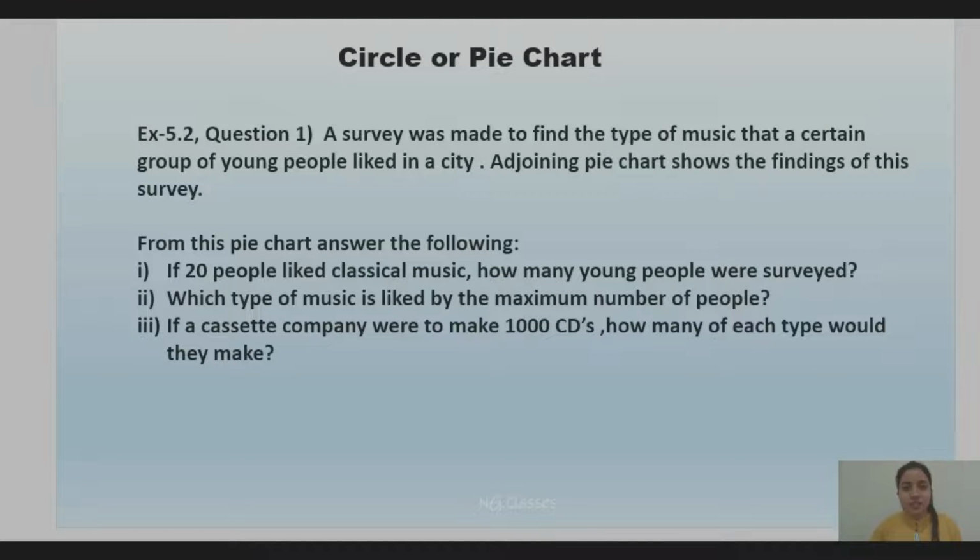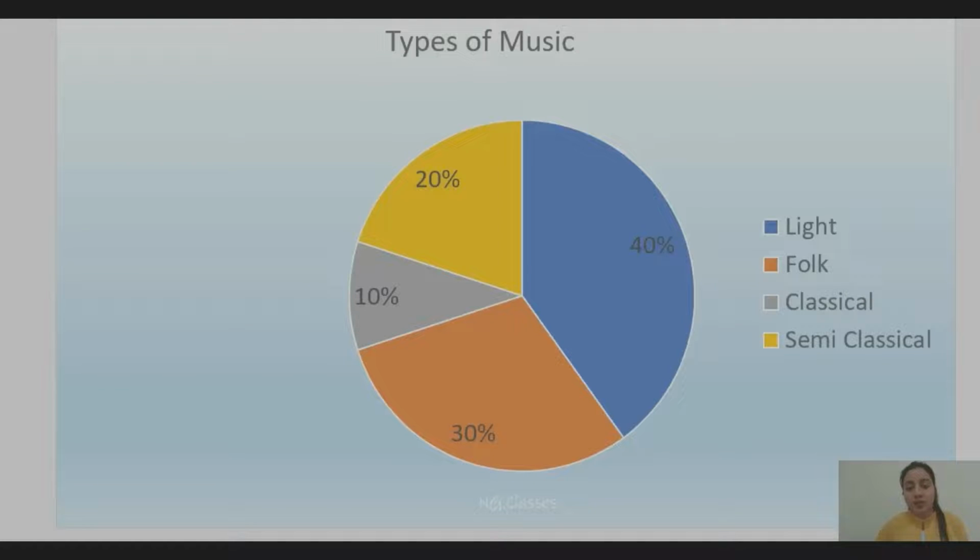And now we will discuss the circle or pie chart. We will understand this one with the help of one example. So our question is, a survey was made to find the type of music that a certain group of young people like in a city. The adjoining pie chart shows the findings of this survey. Where is our adjoining pie chart? It's talking about this pie chart.